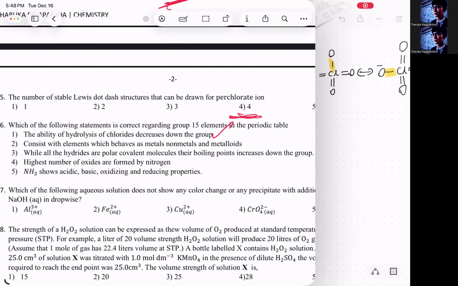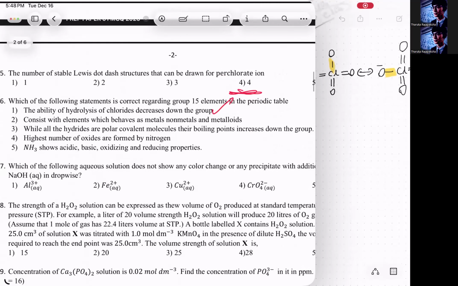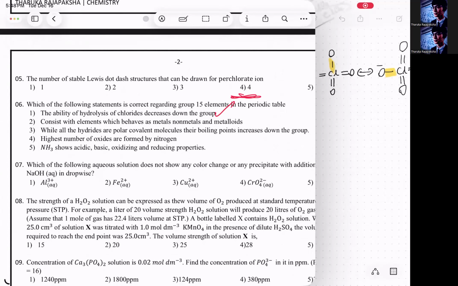So in January, we are going to start inorganic. That means next month. Consists of elements which behave as metals, non-metals, and metalloids. That's correct, people. There are all three types. Ability to undergo hydrolysis decreases down the group. Which of the following statements is correct?